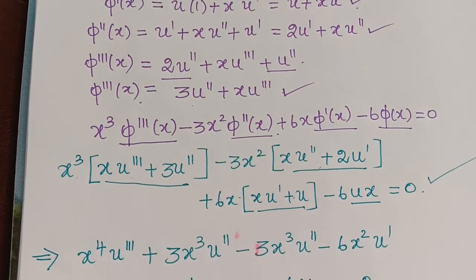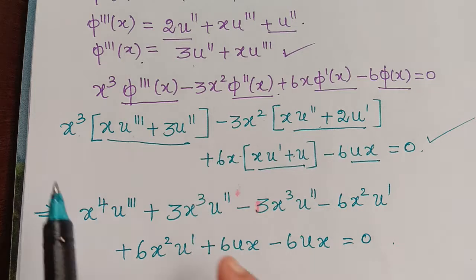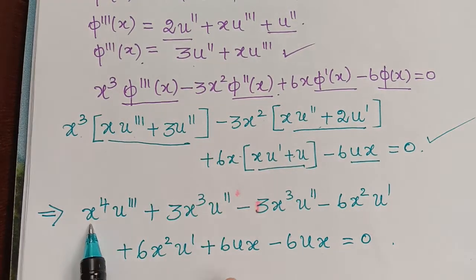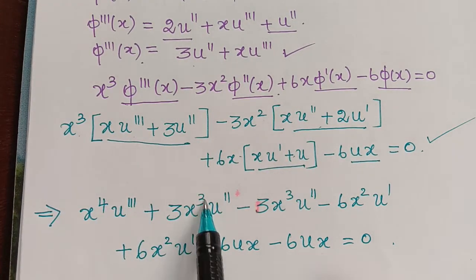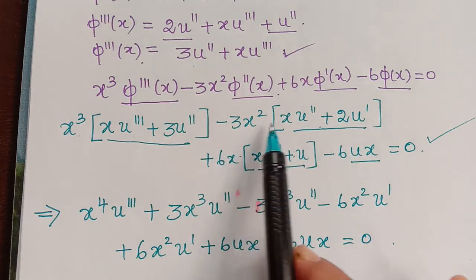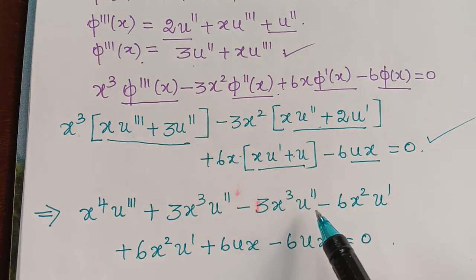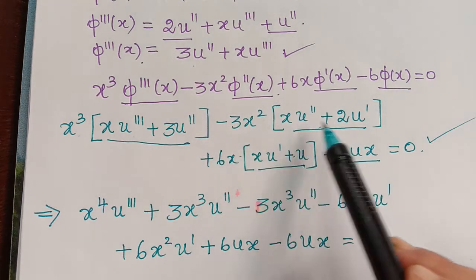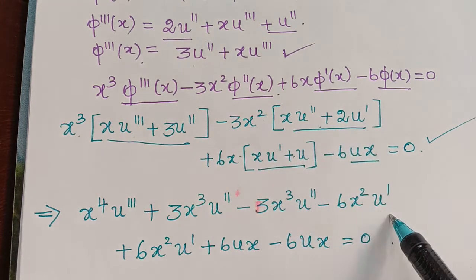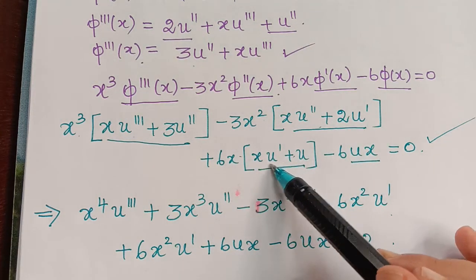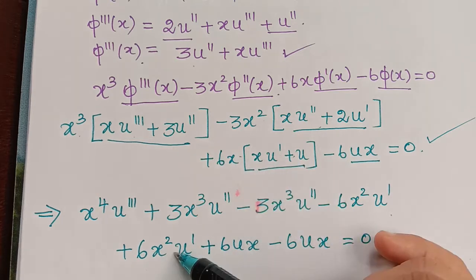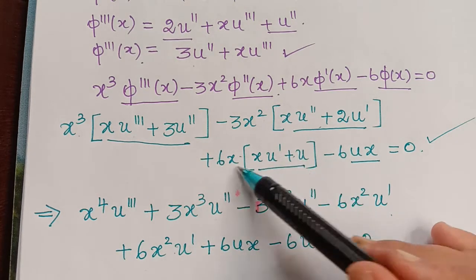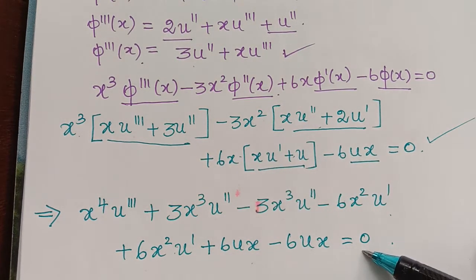So when we multiply, we get this. When x cube is multiplied with this, we get x power 4 u triple dash plus 3x cube u double dash, and this when multiplied with this, negative 3x cube u double dash minus 6x squared u dash, plus 6x multiplied with this. So 6x squared u dash plus 6ux minus 6ux equal to 0.